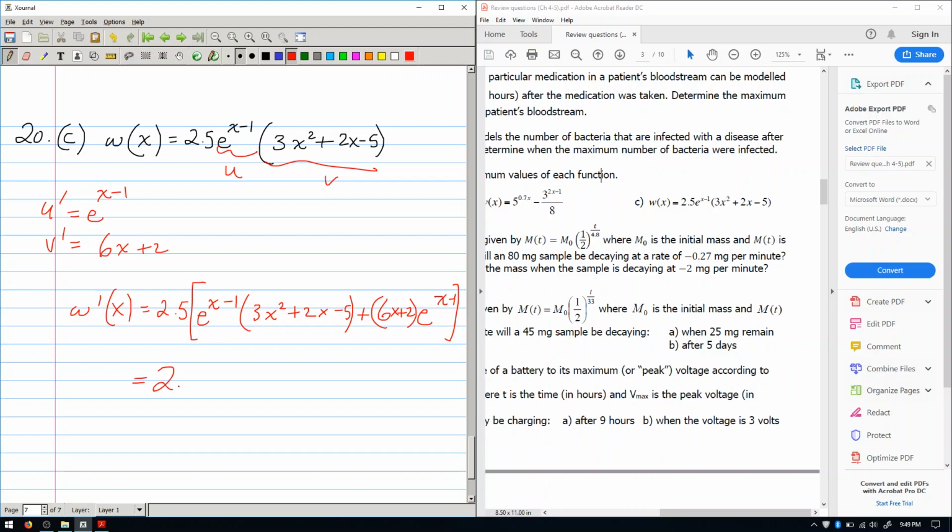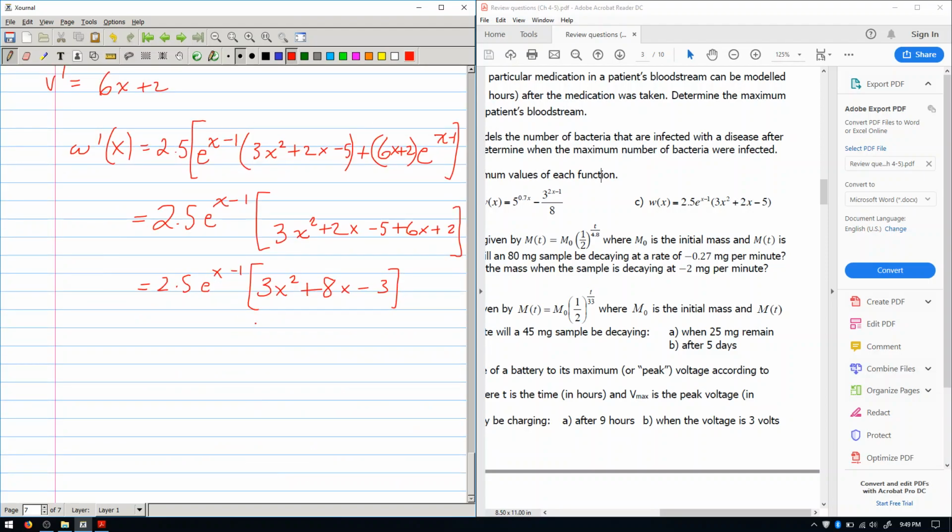Common factor is e to the x minus 1. I get 3x squared plus 2x minus 5 plus 6x plus 2. And I end up getting e to the x minus 1 bracket, 3x squared plus 8x minus 3. Now this is factorable, I believe. This won't go to 0, so forget that. This can go to 0.